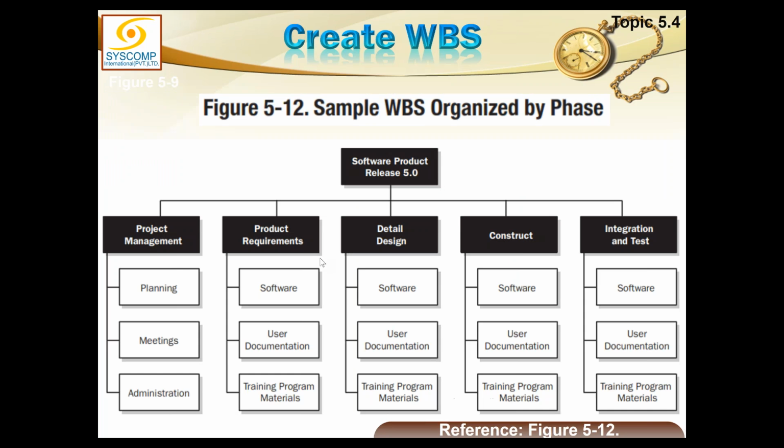Look at another example. This is a software development. You see, project management is shown as a separate stream of work, product requirements as a separate stream of work, and so on and so forth. It is not necessary that every project has to be divided into phases. Phases are necessary, but the second level of the WBS must not necessarily be phases. It could be the deliverables, main parts of the deliverable, or it could be the division of the work, or something like that.